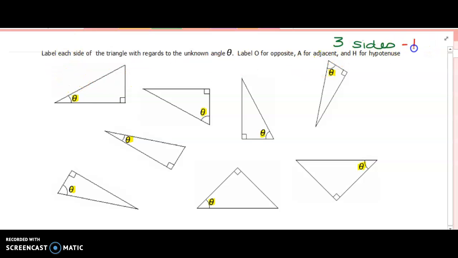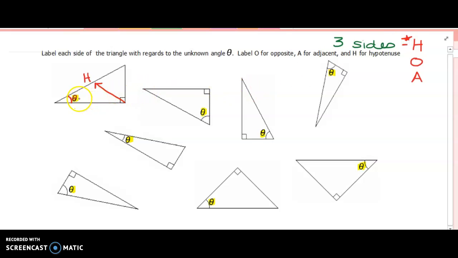We have the hypotenuse, which we all should know what the hypotenuse is. The hypotenuse is always opposite of the right angle. We have the O for opposite and A for adjacent. So if my angle right here, here's my theta, and we'll talk about what this means in a little bit, in this triangle I always label my hypotenuse first. Hypotenuse is always opposite of the right angle. Okay, so that's my hypotenuse.